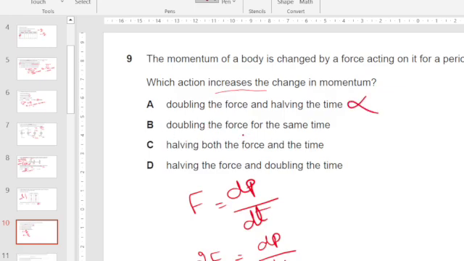And doubling the force, if I double the force, which is equal to dp by dt, time remains constant and only the force is increased, and this will increase the change in momentum. Option B is a correct option.